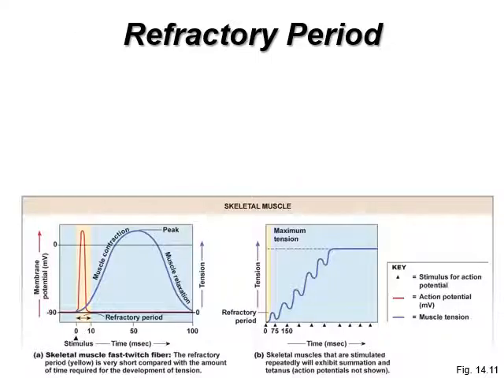So why can we get this ramping up, this tetanus of the muscle? How can we get it to maximum tension and to keep it from relaxation? And that kind of goes towards the difference between timing of the actual action potential compared to the actual muscle contraction.